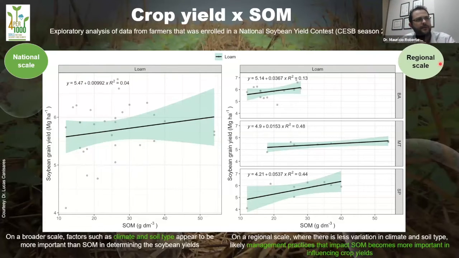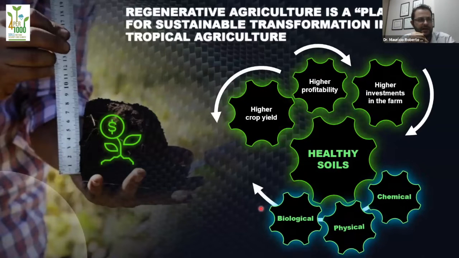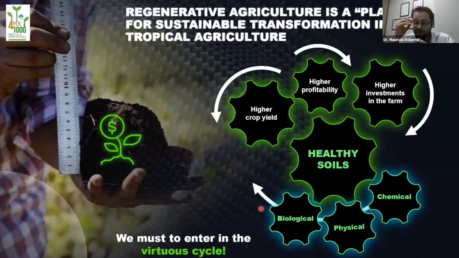But when we look at a more regional scale, by state, Bahia state, Mato Grosso state, and São Paulo state, we can see a higher correlation between soil organic matter and crop yield. So, of course, at a more regional scale, the impact of management practices is more important, and so we can see this type of correlation better.